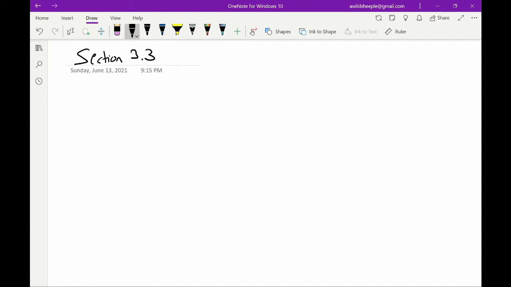Today we're going to be looking at section 3.3 of Kashiwara and Schapira. We're going to be talking about exact functors. That's the topic, or the title, of this section.